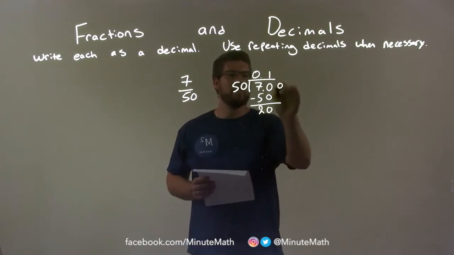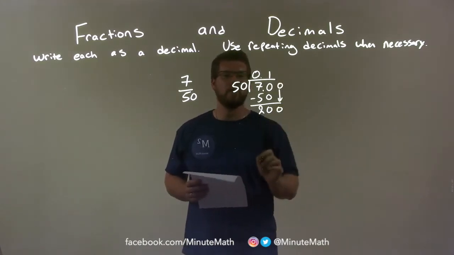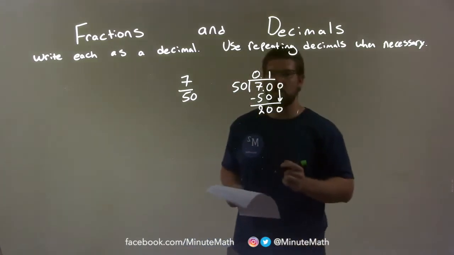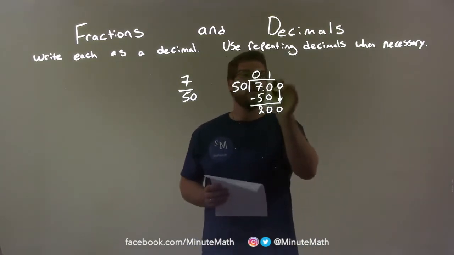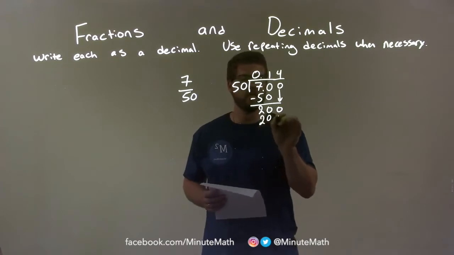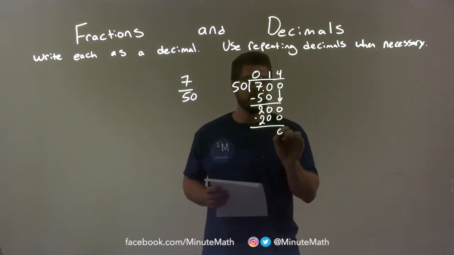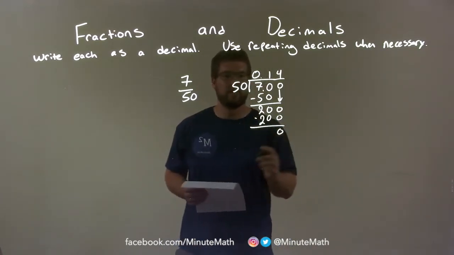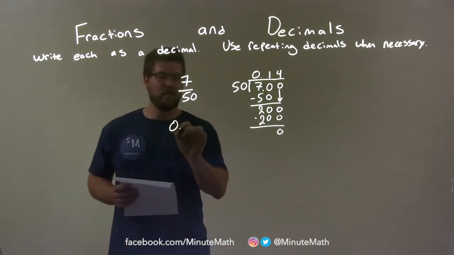We add another 0 there, and we have 200 now. Now, how many times does 50 go into 200? Well, that is just 4, right? 4 times 50 is 200. We subtract it, we get a 0, and so we have our answer now, our final answer, 0.14.